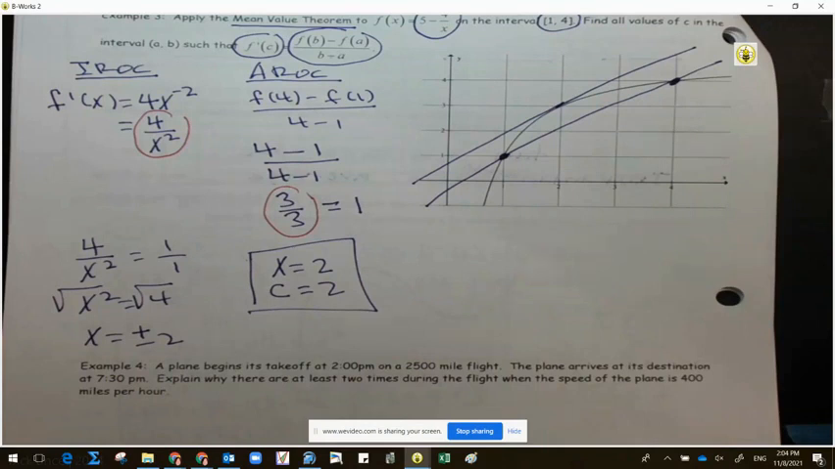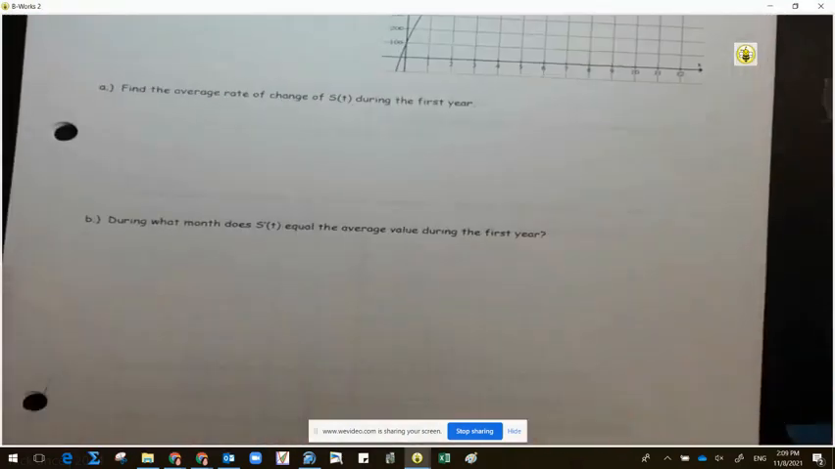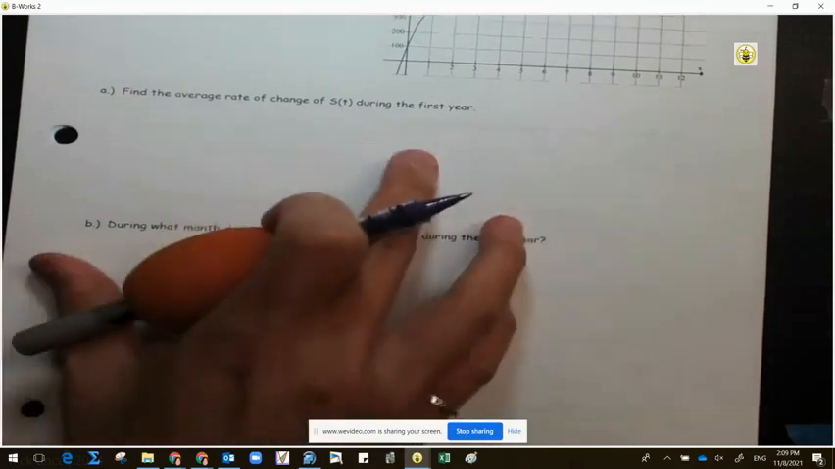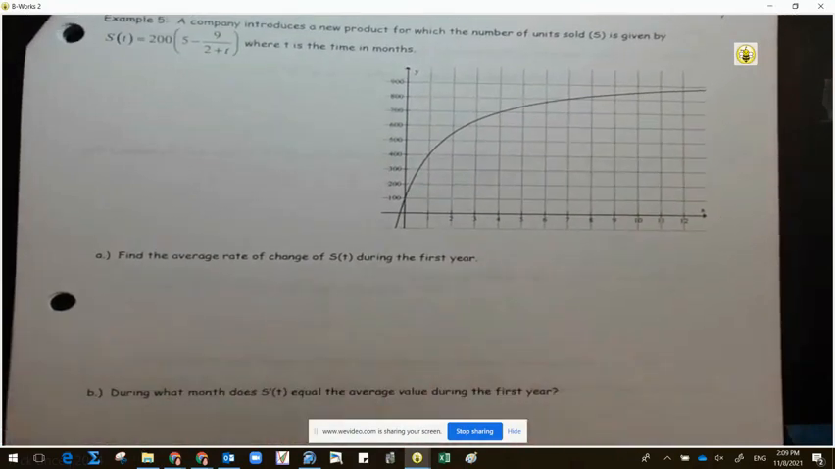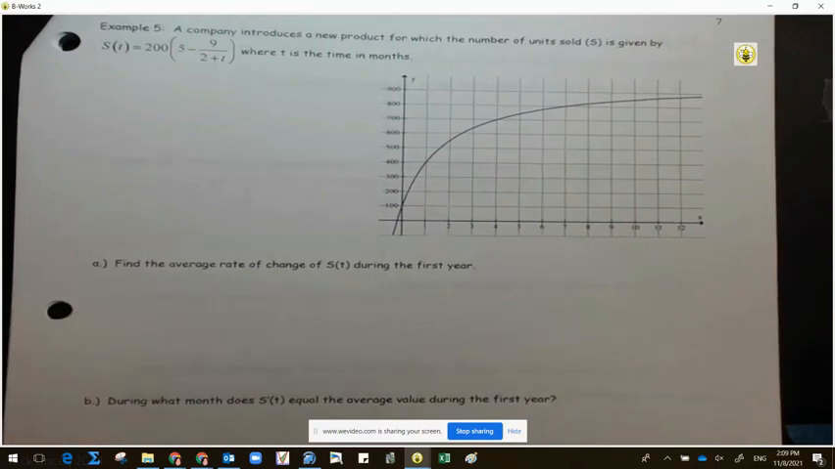All right, let's do one with a word problem that doesn't involve a graph. And by that, I mean the next page. Okay, on number 5, Luke, let's read. The company introduces a new product for which the number of units sold is given by S of t equal to 200 times 5 minus 9 over 2 plus t, where t is measured in months.